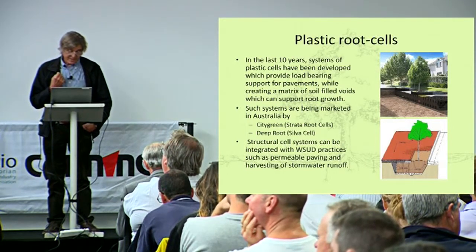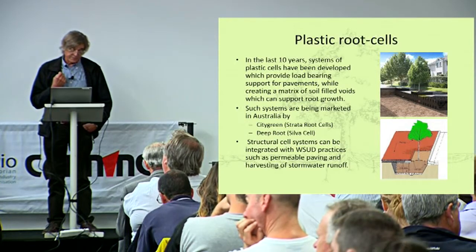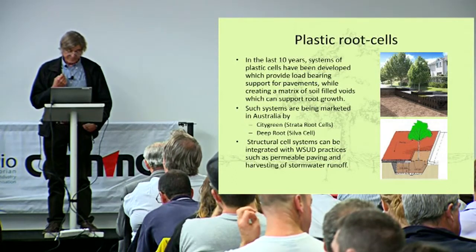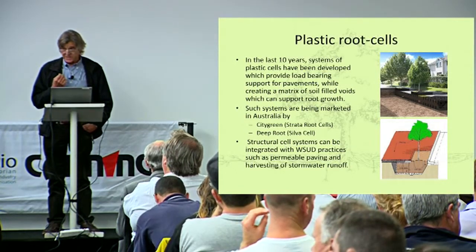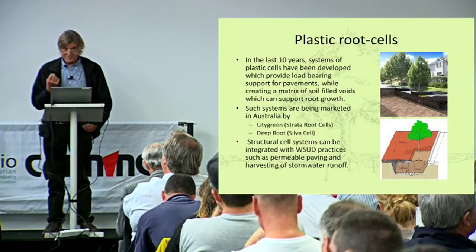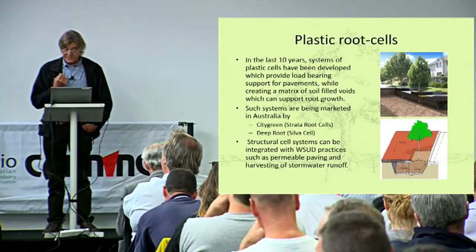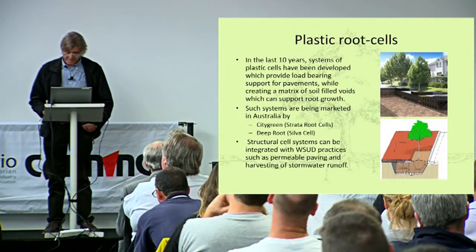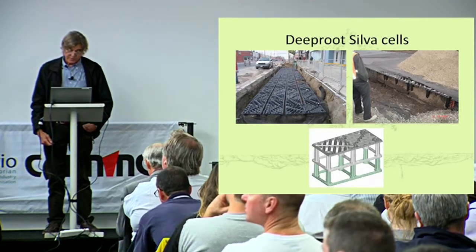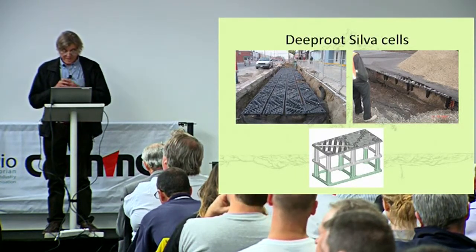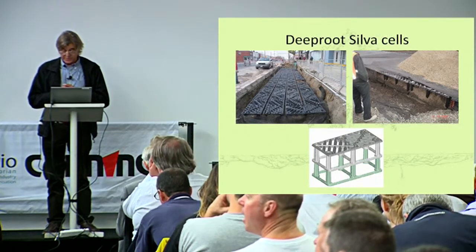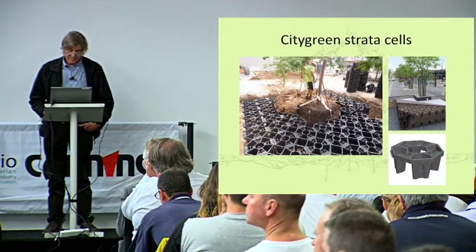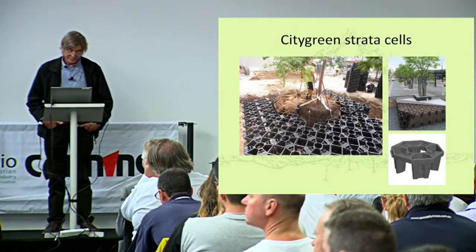One is Citygreen, which has the strata root cell, and the other is the Deeproot Silva cell. And the Citygreen product seems to be the one that's come across most in the tree projects in Australia, whereas the Silva cell is the dominant product in the United States. So the Deeproot Silva cell has large cells similar to milk cartons, milk crates. Citygreen has the strata cell.